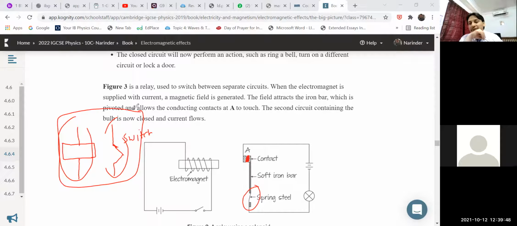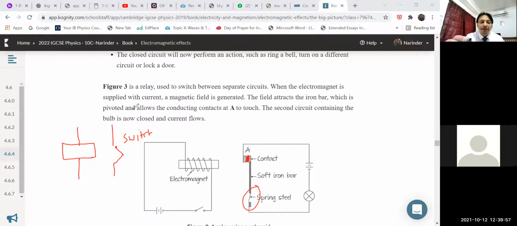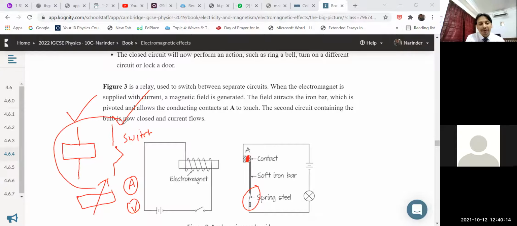Suppose in the exam there is a question, draw the circuit symbol for a relay. So what do you need to draw? What do you need to draw, children? This part. This is called a relay in symbolical form. Like resistance, we use this symbol. This is called the resistance. Variable resistor, ammeter, voltmeter. Similarly, we have a symbol for the relay. This entire diagram, primary as well as secondary circuit.